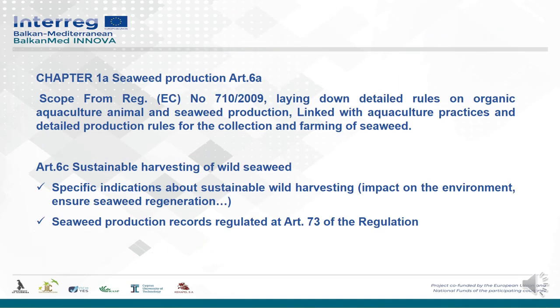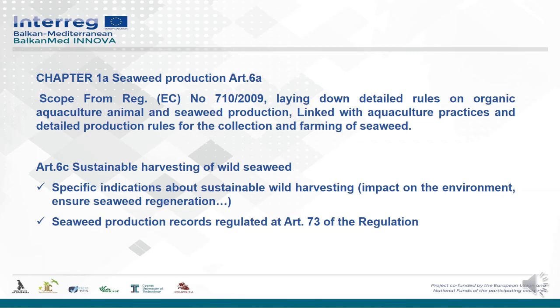As presented previously, Regulation 889 of 2008 was not dealing with aquaculture. So later, after Regulation 889 of 2008, another regulation was approved, Regulation 710 of 2009, which was laying down detailed rules on organic aquaculture, animal and seaweed production, linked with aquaculture practices and detailed production rules for the collection and farming of seaweed. It was an implementation regulation related to Regulation 834 of 2007.